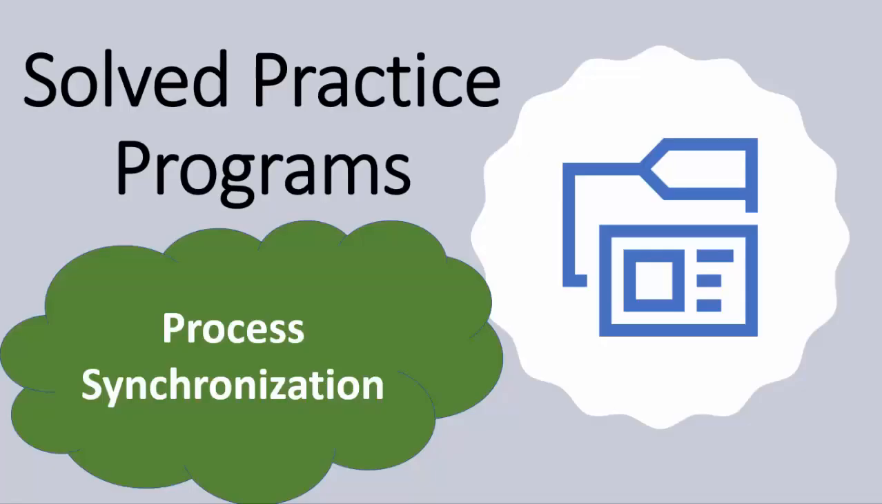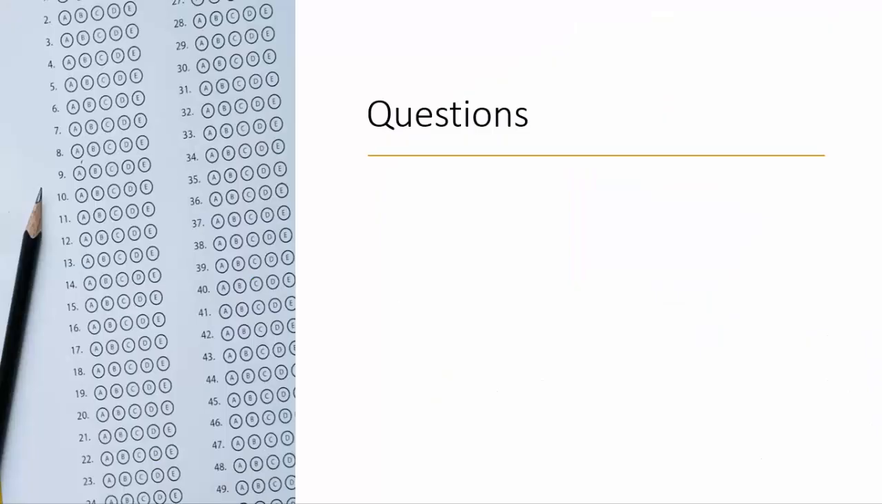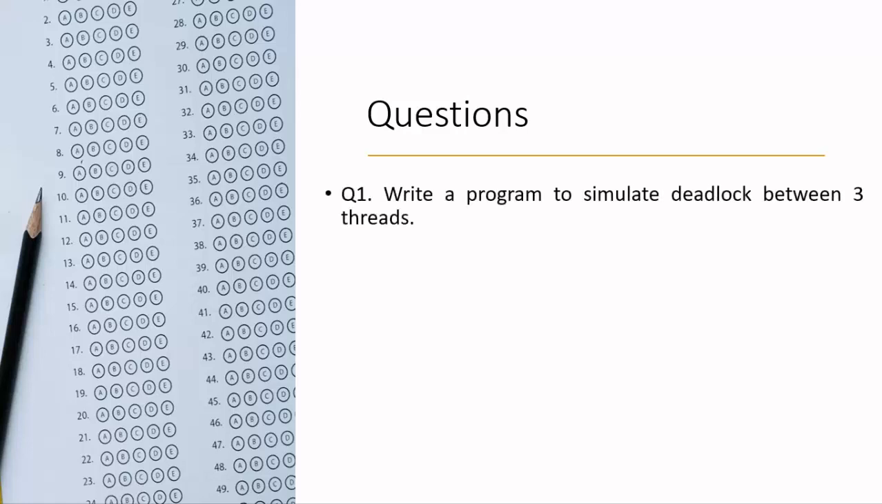Hello everyone. Today we are going to discuss some programs on process synchronization. So we are going to cover two questions in this video. First one is very simple. You need to simulate deadlock between three threads. So if you have already seen the video where we discussed the creation of deadlock, if you have understood that, you should be able to do this very easily.